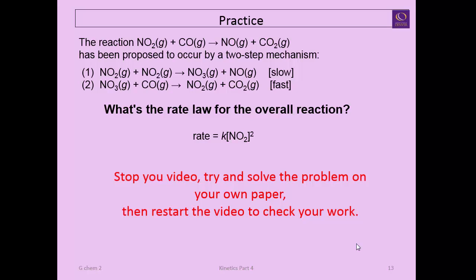All right, let's see how you did. All you have to do is base it on the slow step in this case, because it's the first step. There's two NO2s involved, so it's second order overall, but all it depends on is the concentration of nitrogen dioxide.